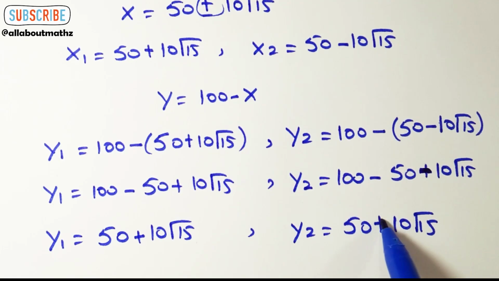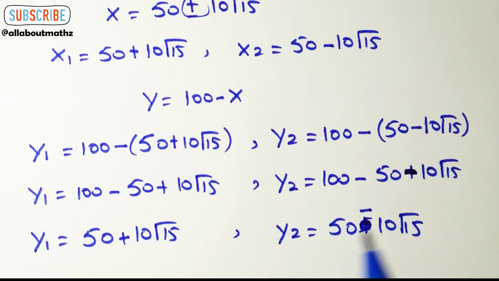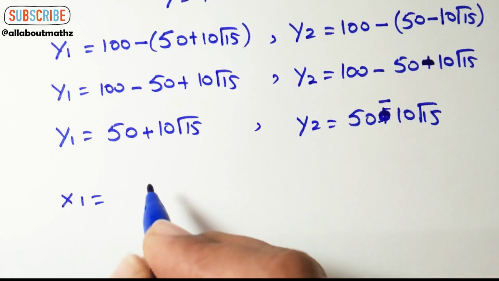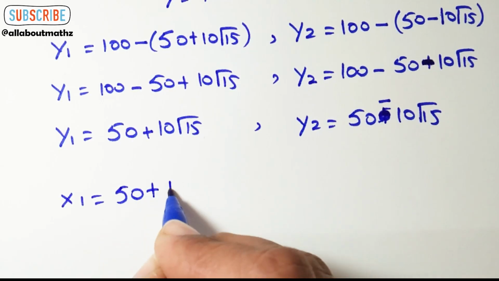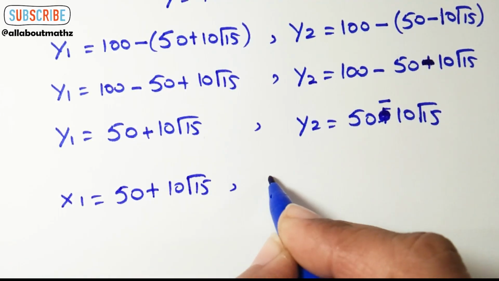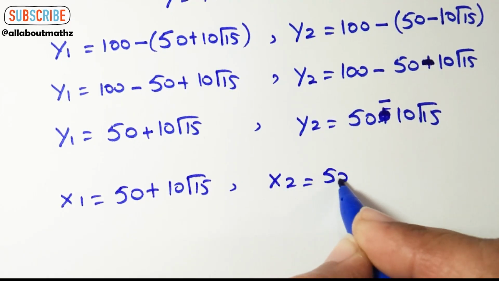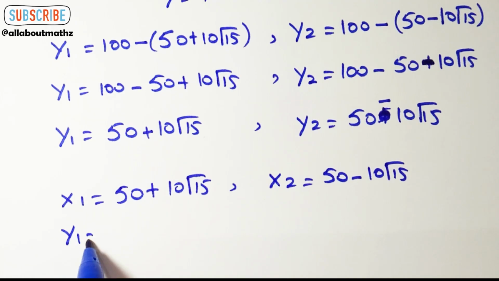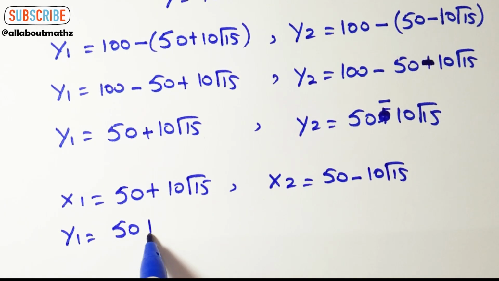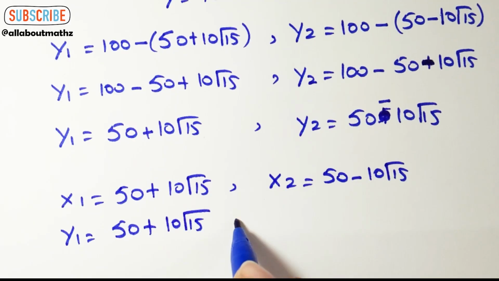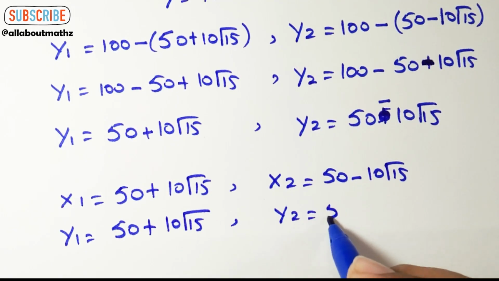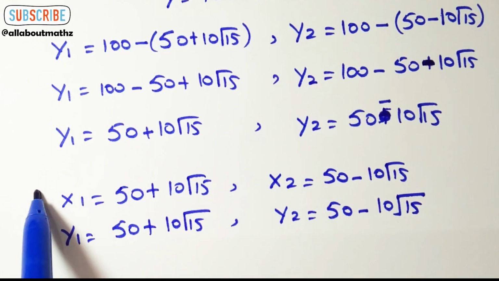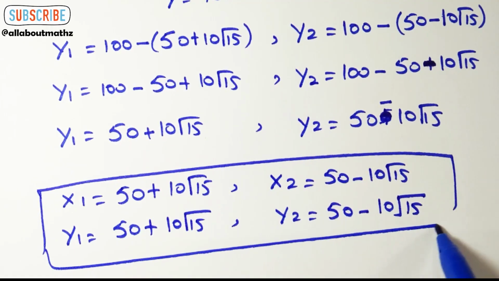So now we have x1 is equal to 50 plus 10 into square root of 15, and x2 is equal to 50 minus 10 into square root of 15. Same as y1 is equal to 50 plus 10 into square root of 15, y2 is equal to 50 minus 10 into square root of 15. So this is our answer.